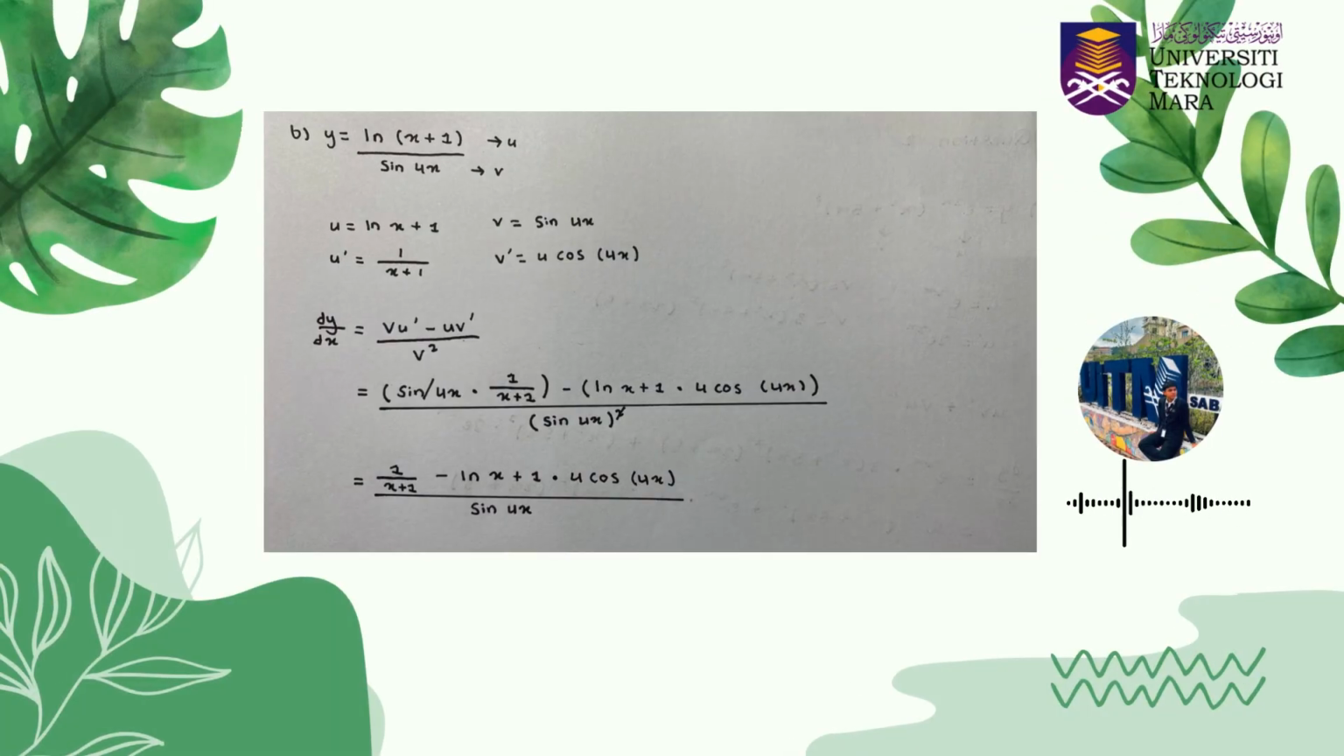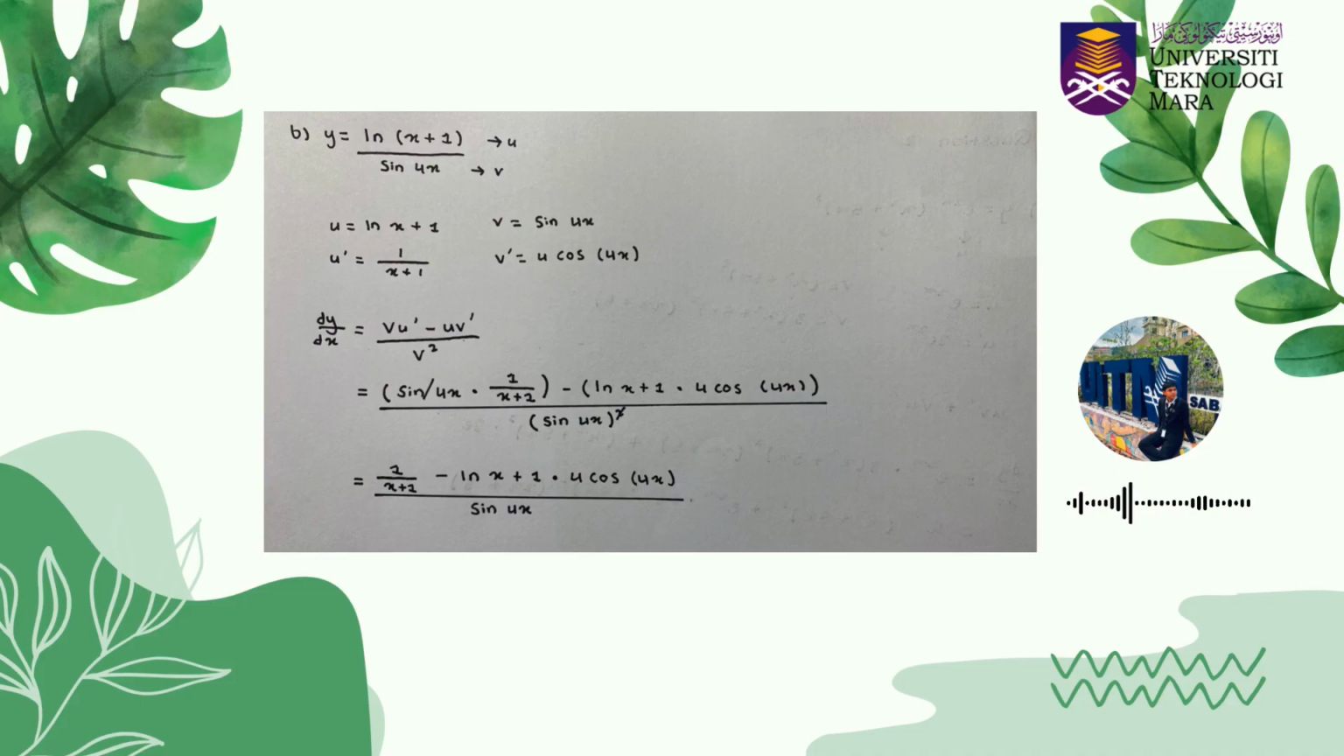For part B, this time the function is y equals the natural log of x plus 1 divided by sine of 4 times the natural log of x. Since this is a division, we must use the quotient rule. We call the top part u, which is the natural log of x plus 1, and the bottom part v, which is sine of 4 natural log x.